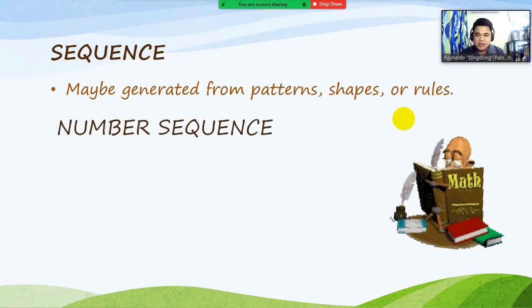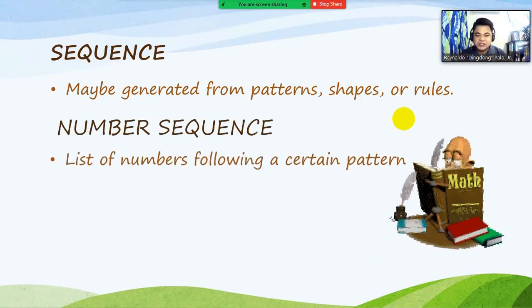And then, mostly we're going to talk about number sequence. What is a number sequence? List of numbers following a certain pattern. Okay, let's say for example 5, 10, 15, 20. So what is the pattern? That's skip counting by 5. Okay, so that's the pattern. Without a pattern, we cannot say that that is an example of number sequence. Or simply, if we're going to have 1, 2, 3, 4, 5. So what's the pattern of that? Adding 1.